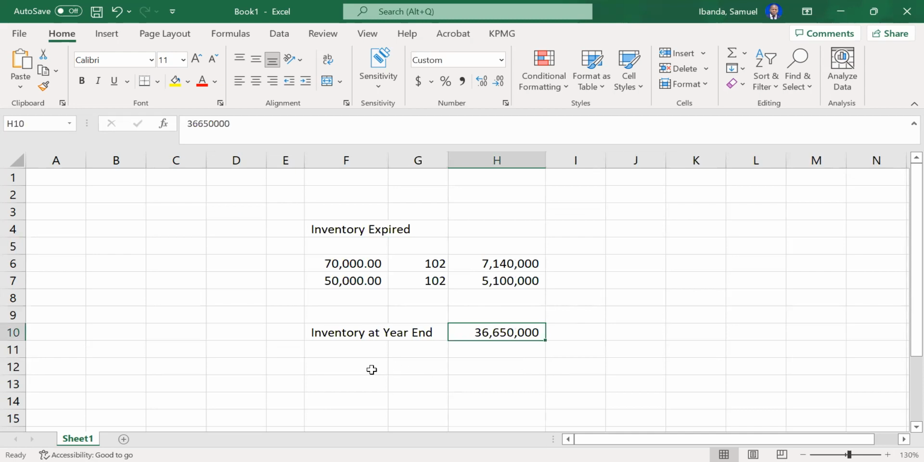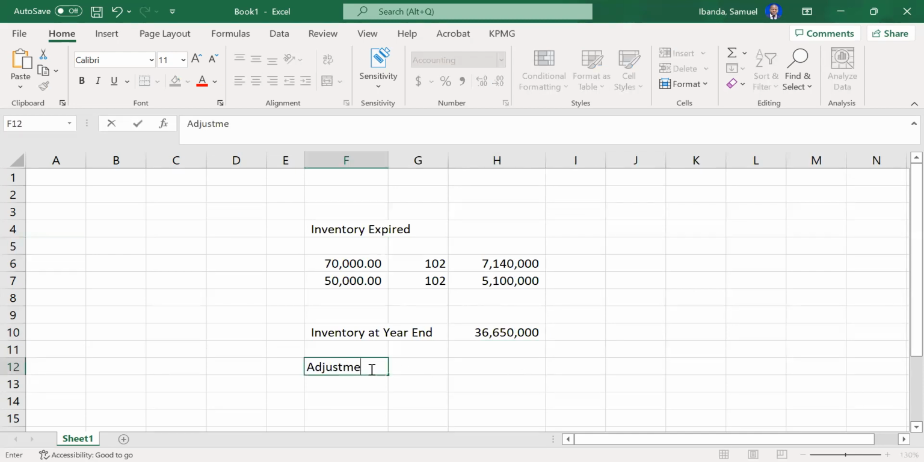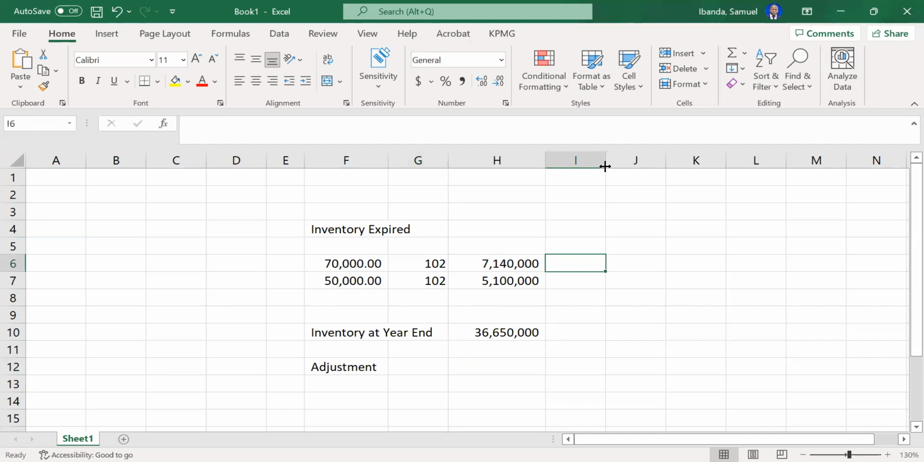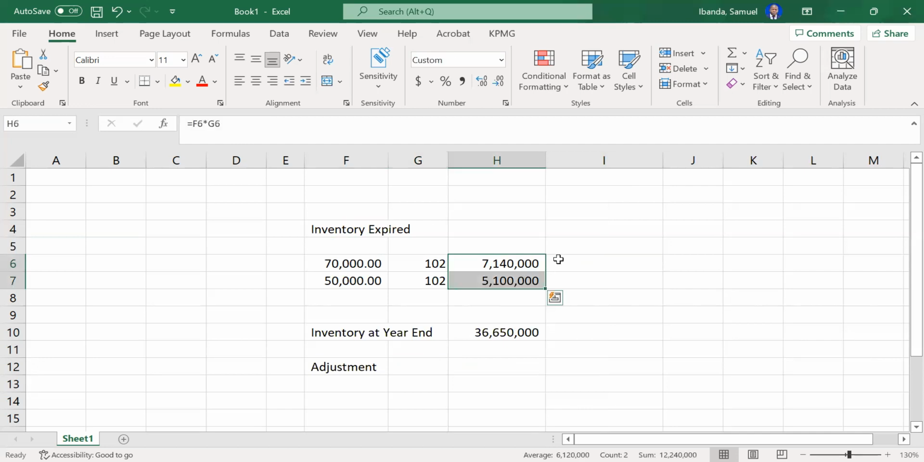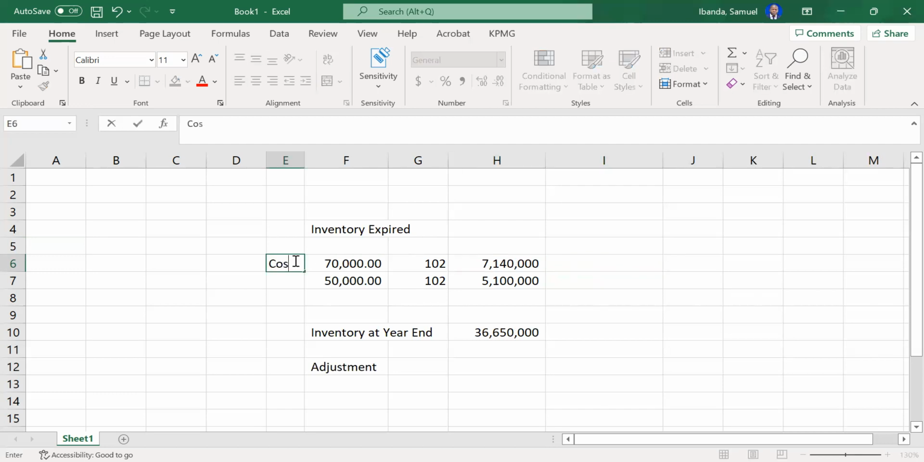So we have to adjust this inventory. Now, this inventory that is expired, we have to value it. Currently it is valued at its cost, which they have given us. But the law tells us that we should value inventory at the lower of the cost and net realizable value. Now, this is the cost. Okay. Now, the net realizable value.